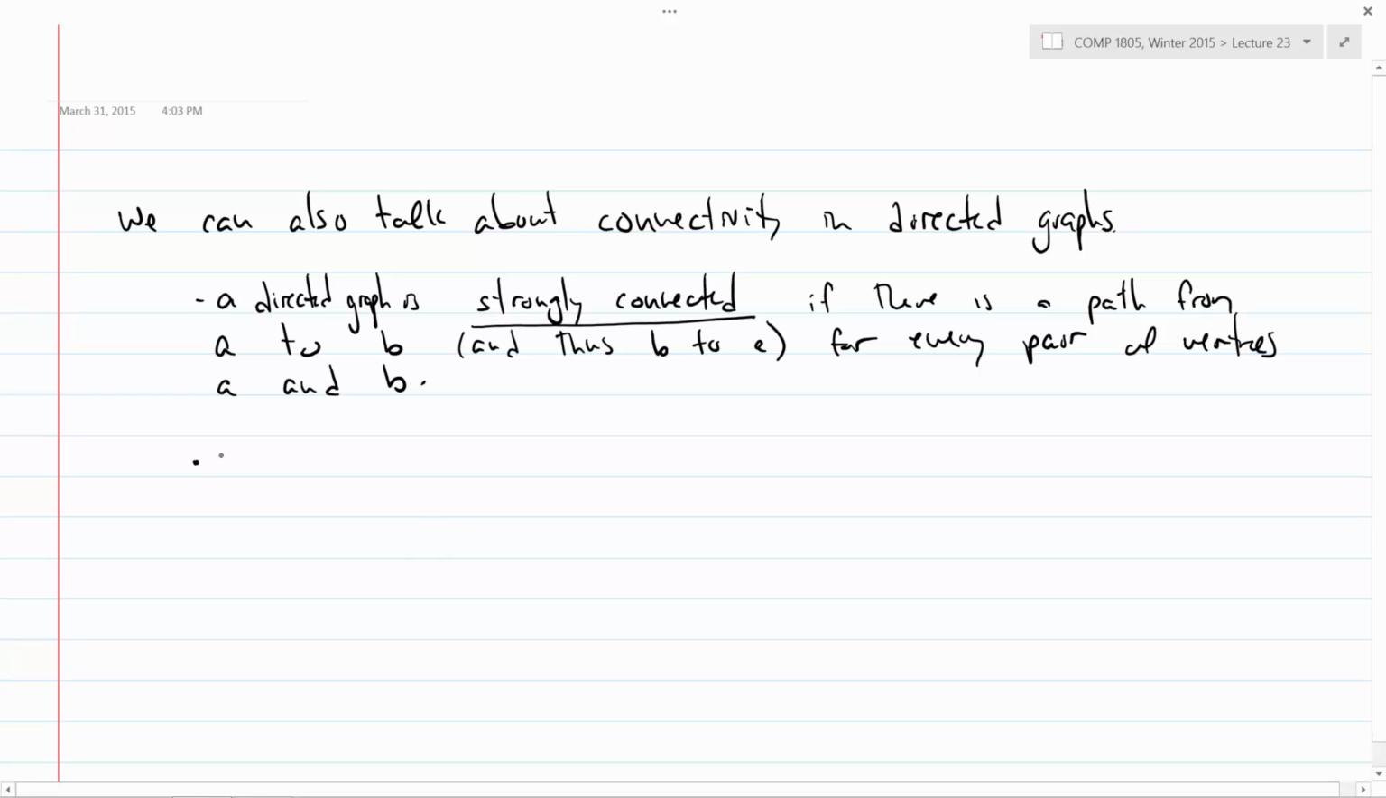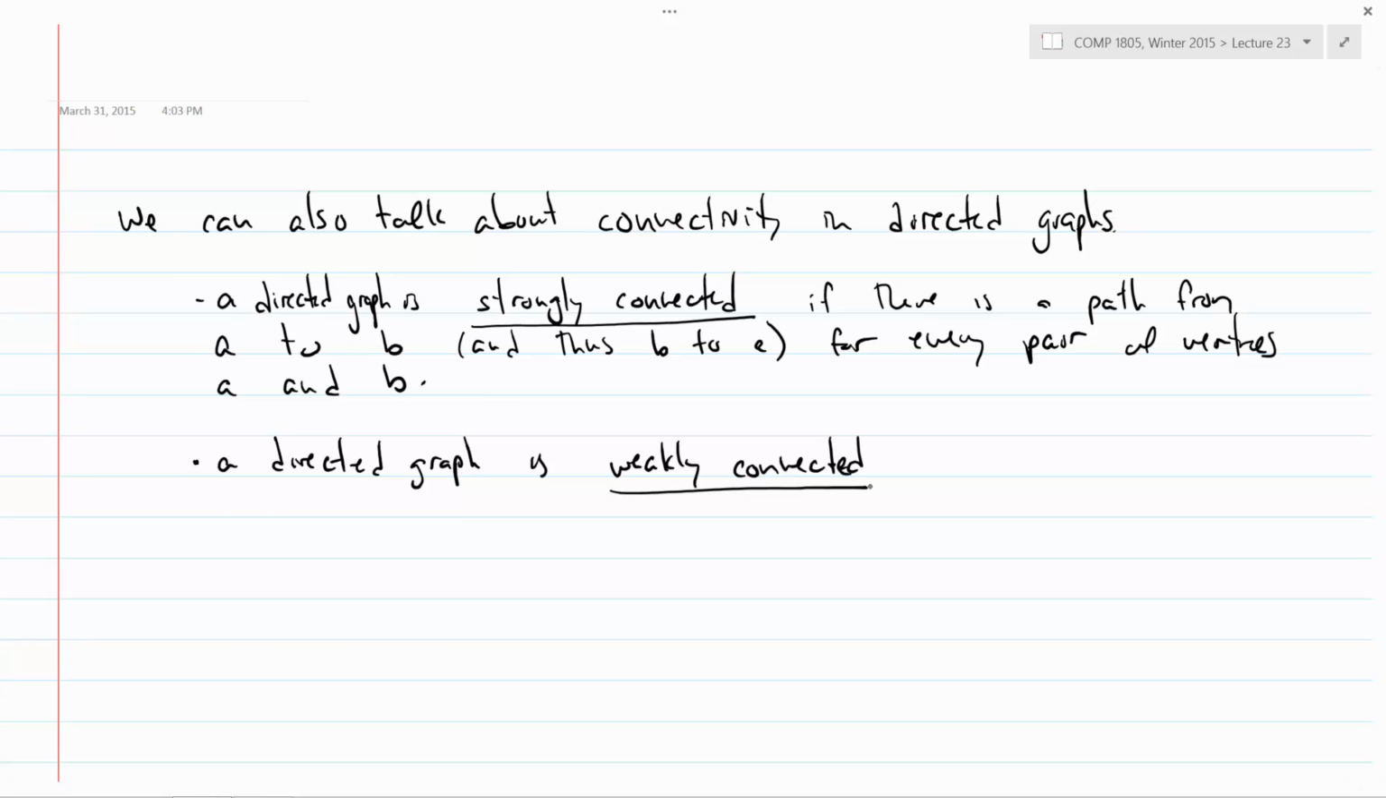All right. Another notion is a weakly connected graph. So a directed graph is weakly connected if the graph is connected when you ignore the directions of the edges. So what we say is that the underlying undirected graph is connected. So every directed graph has an undirected version, and you get it by erasing all of the arrows, so you just have undirected edges. If that underlying graph is connected, we say the directed graph is weakly connected.